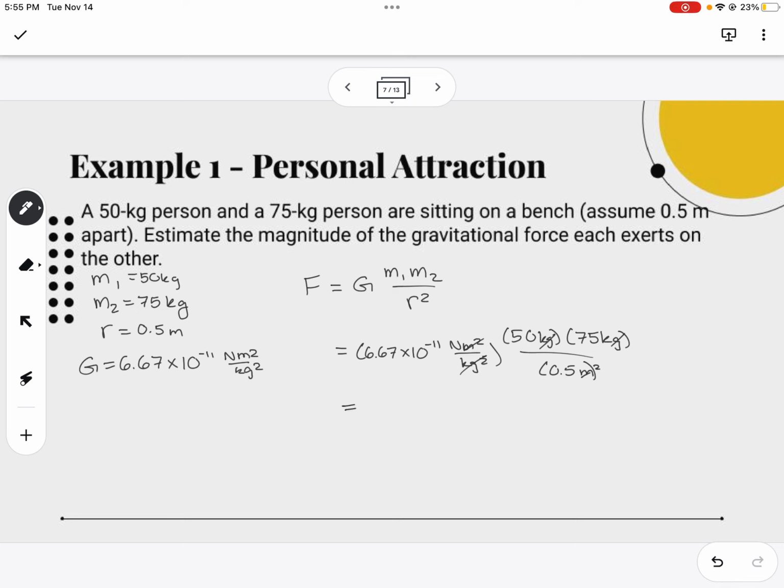Simplify, let's say we're going to go to 1 decimal place here using scientific notation. So I'm going to have 1.0 times 10 to the negative 6 newtons. So this is the gravitational force each person in this scenario exerts on the other. It is tiny, but it's still there. It still counts, okay?